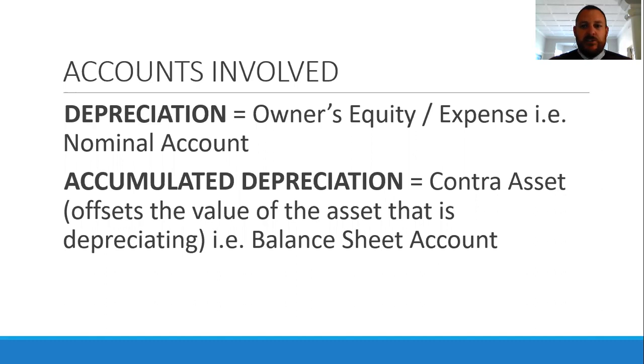And with depreciation, we need to create that new account called accumulated depreciation, which is that contra asset account, which is going to offset the value of that asset for depreciation. And remember, no payment is being made for this depreciation. That's why we have to create a new account called accumulated depreciation.